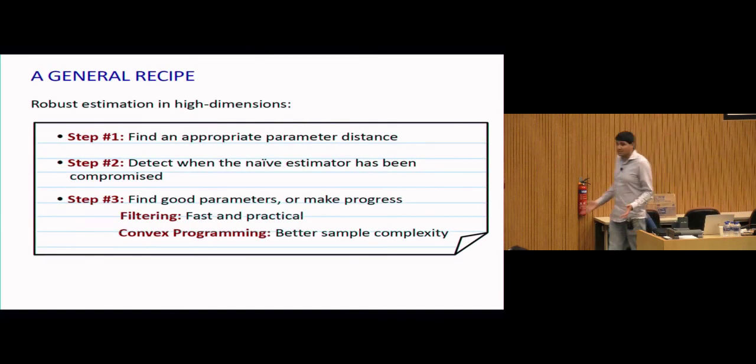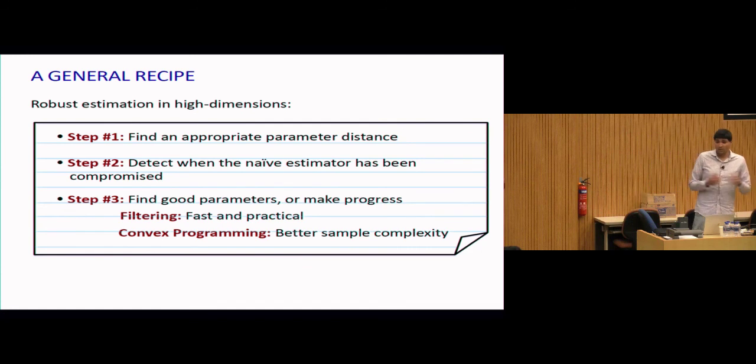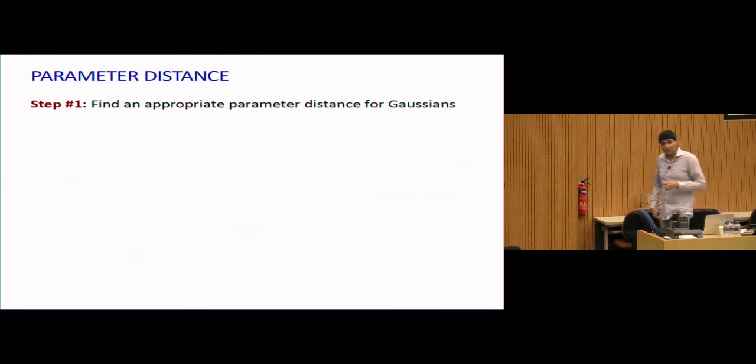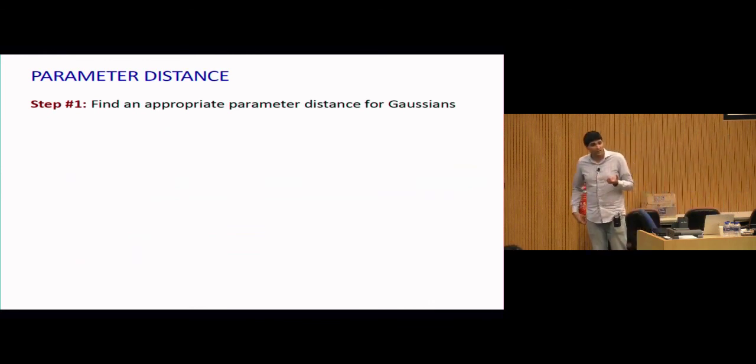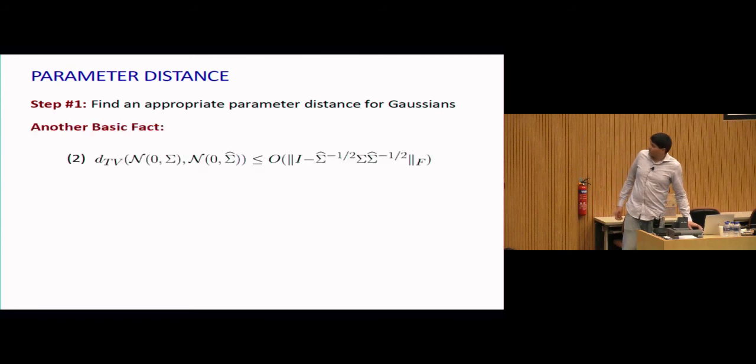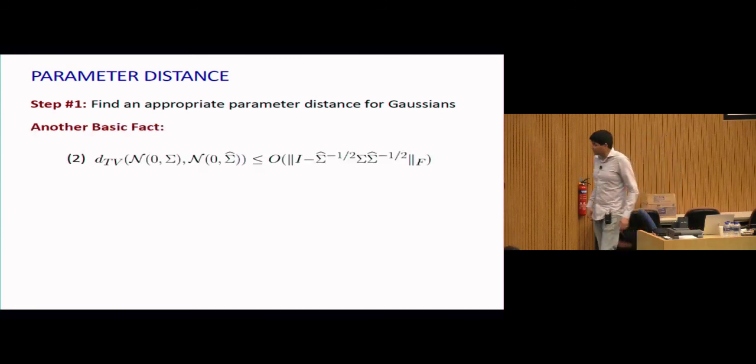So let me try and do the same thing in the unknown covariance case. I know the mean is 0, but I want to estimate the unknown covariance sigma. So the first step in my recipe is I want to figure out some other distance between the parameters that's a good proxy for the total variation distance. Now here it turns out to be a little bit funnier than just using the Euclidean distance like we did in the unknown mean case. I can do the same basic thing: I can use Pinsker's inequality and use the closed form for the KL divergence between two Gaussians.